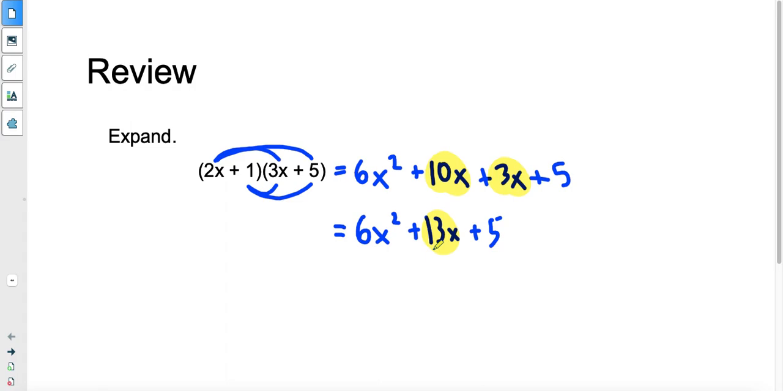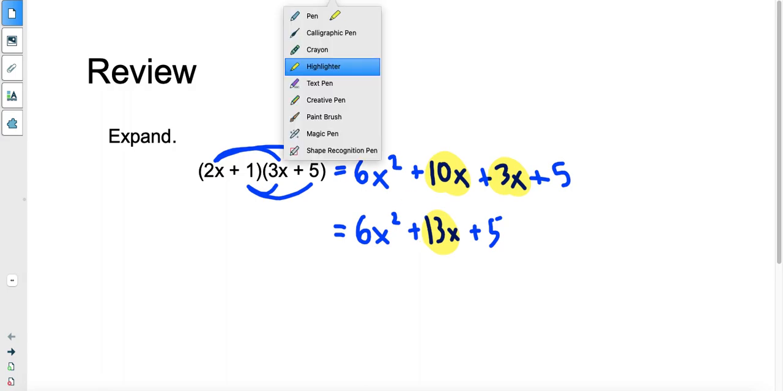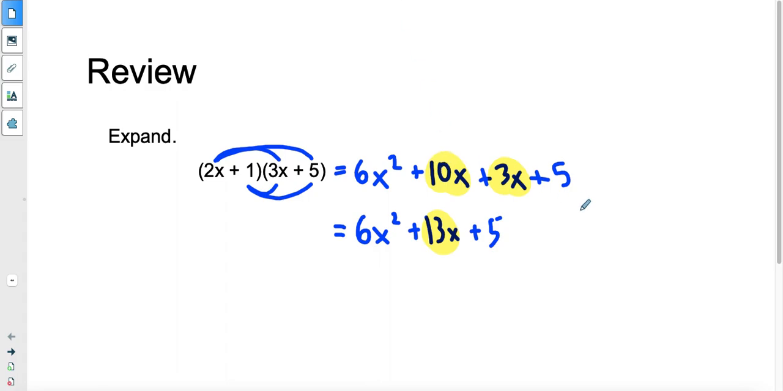Now, you might notice some things by looking at what we did here. So first thing you might notice is my two middle numbers here, the 10 and the 3, they add up to give me 13 here. So that's one thing you might notice. Something else you might notice is these two numbers, the 10 and the 3, they multiply to give me this number times this number.